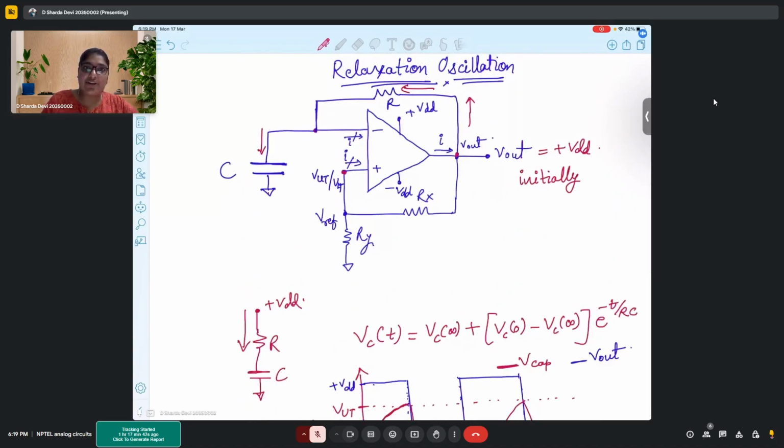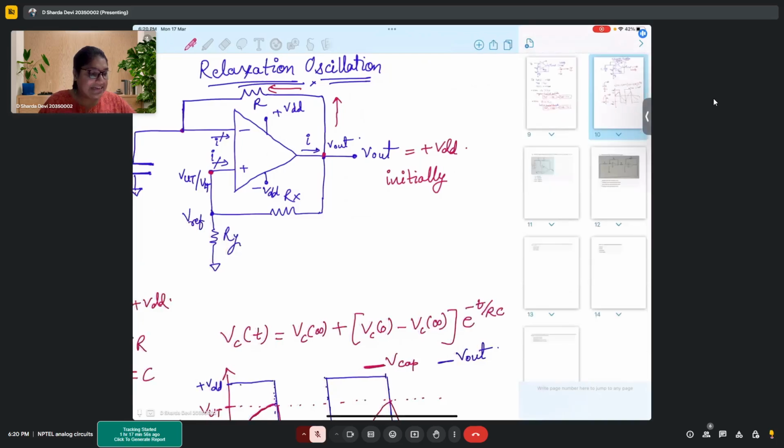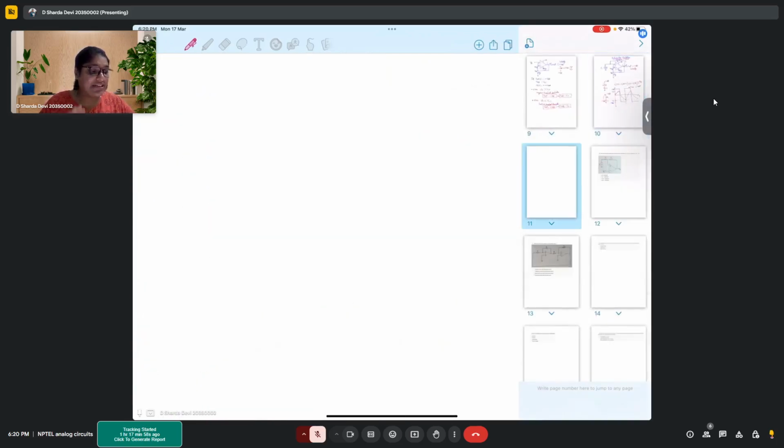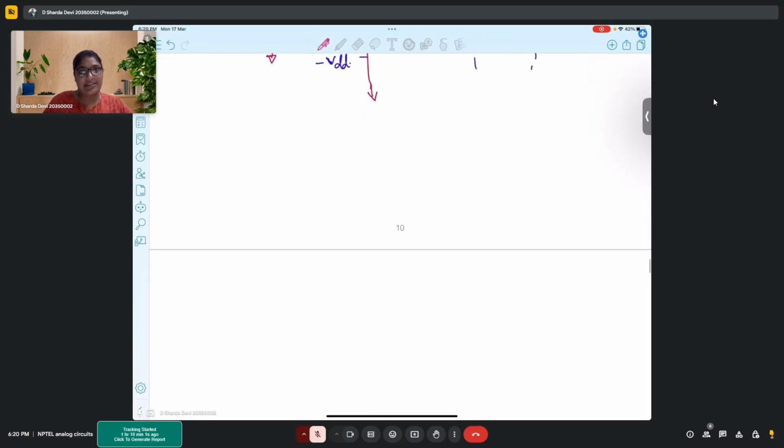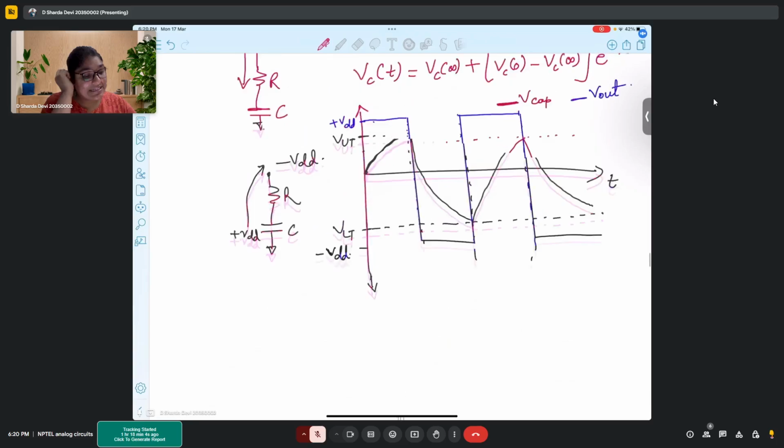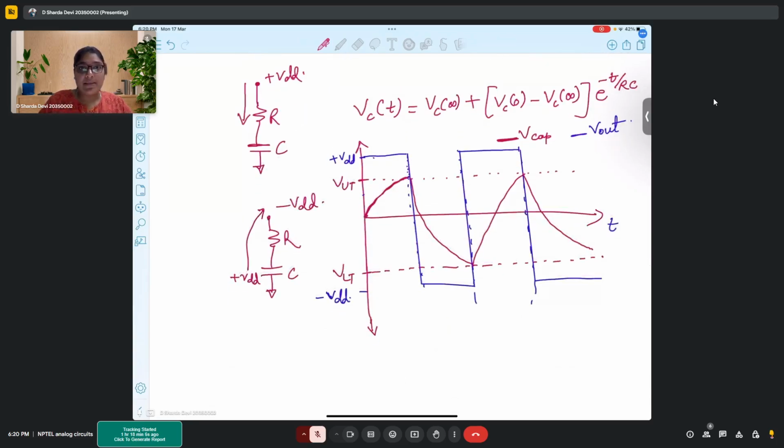Is the circuit clear to everyone? How the circuit is working and how we've got the waveforms? Any doubts? If there are any doubts, please unmute yourself and ask, or else I'll continue with a slight derivation of finding the time periods, and what are the factors which are important to analyze the time period of these waveforms. Because at the end of the day, in a square wave, your maxima and minima are already defined, that is plus VDD and minus VDD. It depends on the supply that you are giving to your op amp.